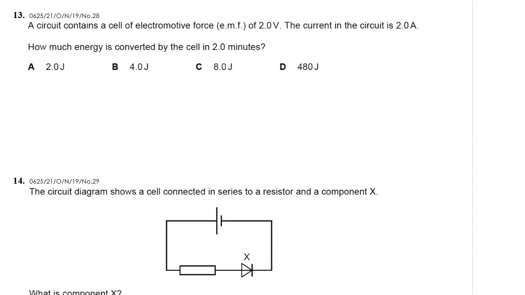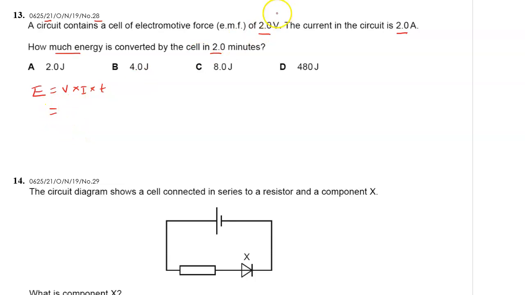Number 13, of course, is from variant 2.1. This is question number 28. A circuit contains a cell of electromotive force 2 volts. The current in the circuit is 2 amperes. How much energy is converted by the cell in 2 minutes? Energy is given by voltage times current times time. Time should be in seconds.